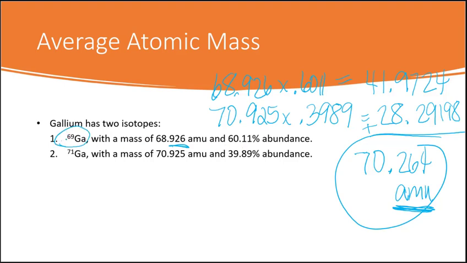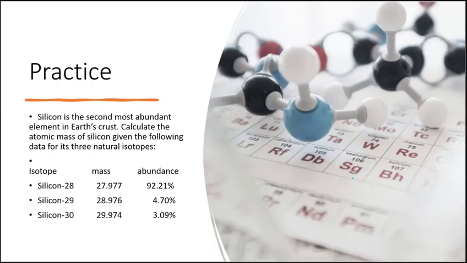Again, that makes sense because 60% of my sample had a mass of about 69. Other had a mass of 71. So to have a mass of 70 makes sense. Here's another practice. It's the second most abundant element in the Earth's crust. Calculate the average atomic mass for silicon. See if you can do this one. I'll pause the video.